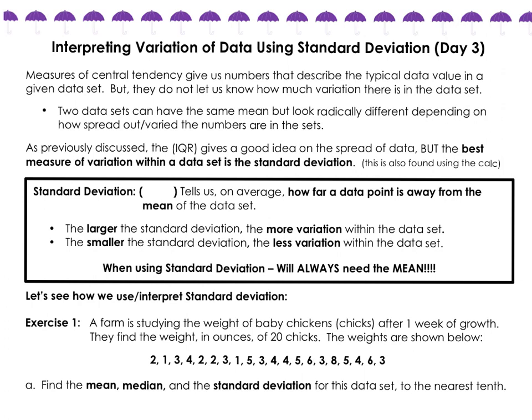As we've previously discussed, the interquartile range gives a good idea of the spread of data, but the best measure of variation within a data set is the standard deviation. This is also found using our calculator. So standard deviation, which is this SX in your calculator, tells us on average how far a data point is away from the mean of the data set. The larger the standard deviation, the more variation within the data set. The smaller the standard deviation, the less variation within the data set. So when using standard deviation, you will always need the mean.